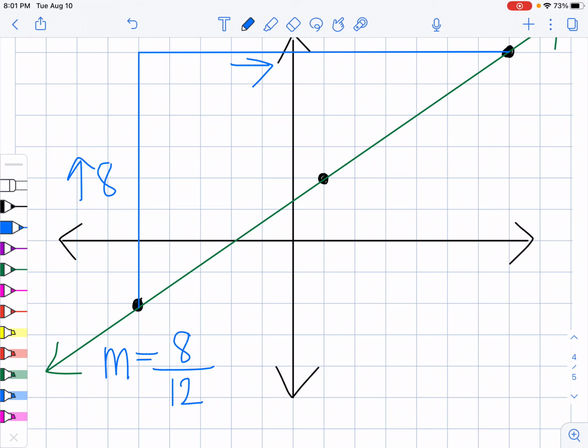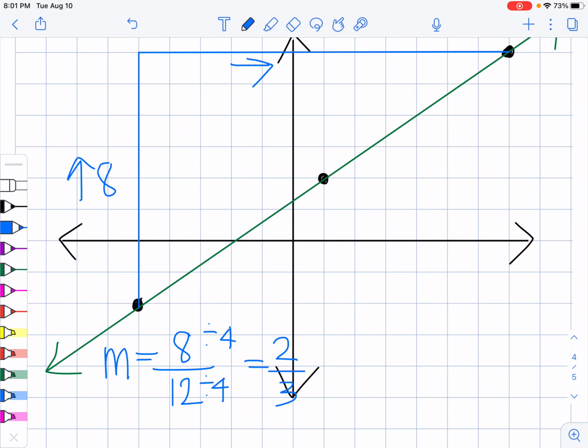8 over 12. Now I want to reduce this fraction. So what number goes into both 8 and 12? The biggest number that goes in there is 4. So I'm going to divide the top and the bottom by 4. 8 divided by 4 is 2, and 12 divided by 4 is 3. Okay, so I get a slope of 2/3.